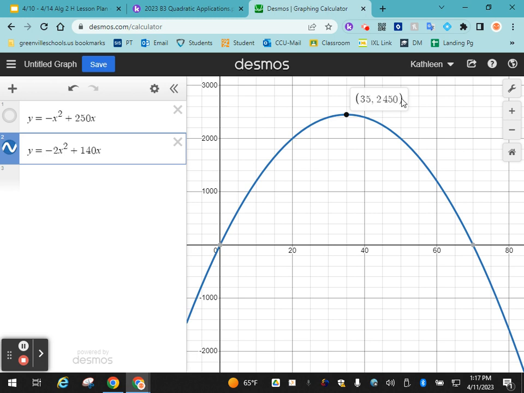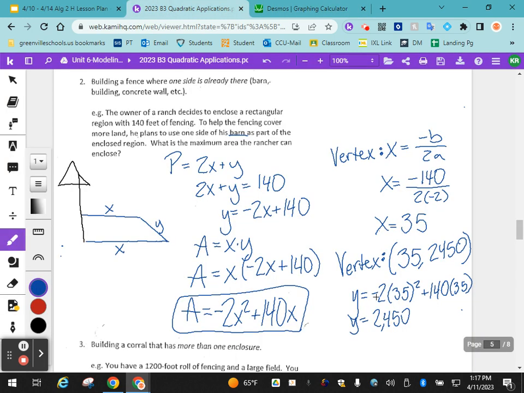How do we get the bigger number? 2,450. You can plug it in, or plug 35 into your original equation.